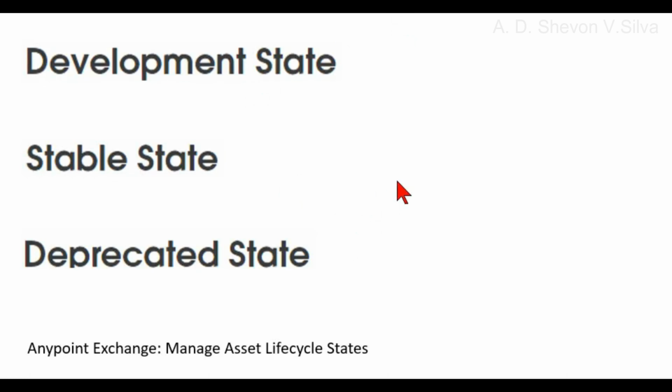In the software development lifecycle, the assets are developed, released, and eventually deprecated, and each Exchange asset version moves through these lifecycle states of development, stable, and deprecated. Development state. An asset version in the development state is an iterative process of design and development.